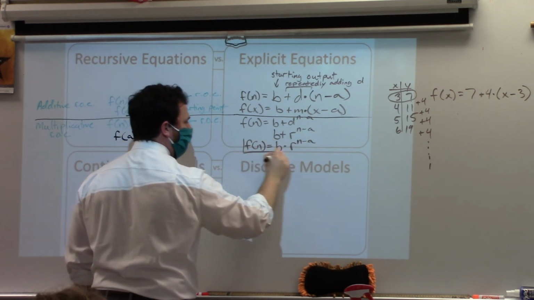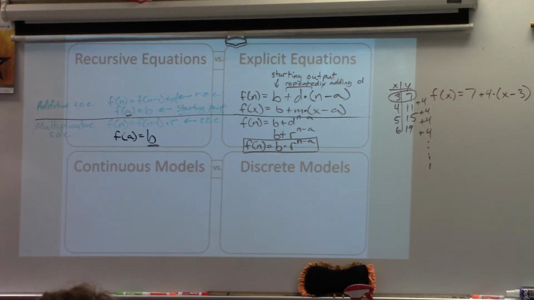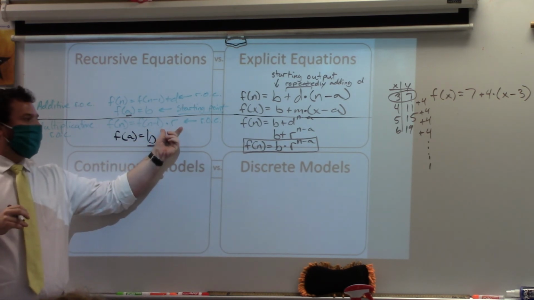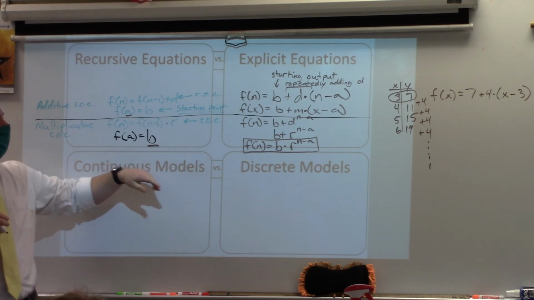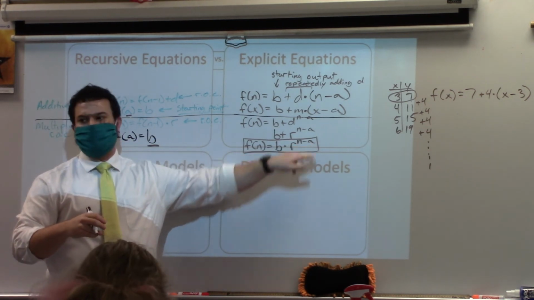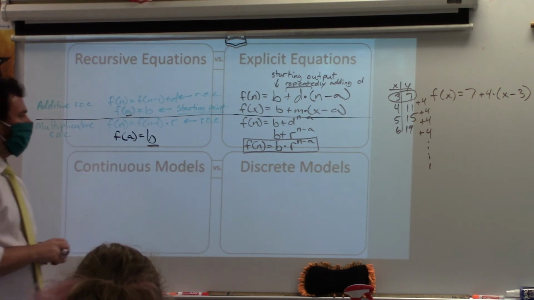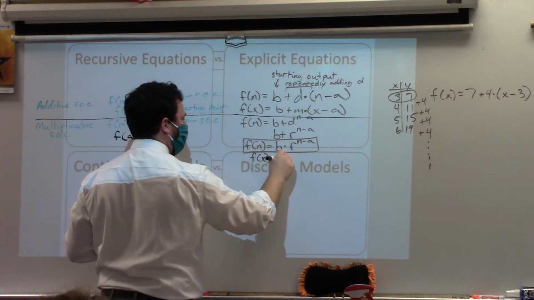That's the correct equation. You start at your output of b, but what are you doing to b? You're multiplying by r, and we show repeated multiplication with an exponent, so it'd be n minus a. You can also do it as f of x.